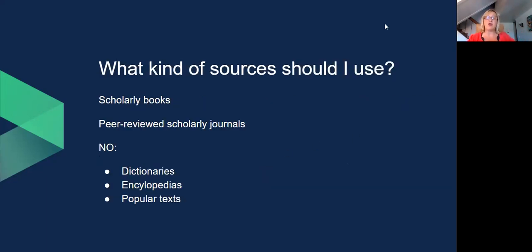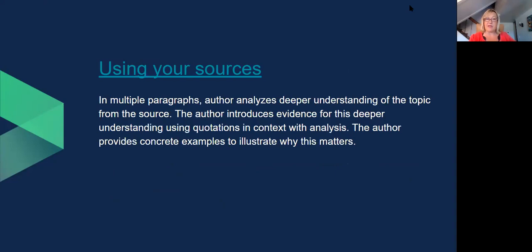What kind of sources should you use in this section? Scholarly books, peer-reviewed scholarly journals, no dictionaries, no encyclopedias, no popular texts. This is the description of the excellent paper. In multiple paragraphs, the author analyzes deeper understanding of the topic from the source. The author introduces evidence for this deeper understanding using quotations in context with analysis. The author provides concrete examples to illustrate why this matters. Super important. Concrete details are your friend.